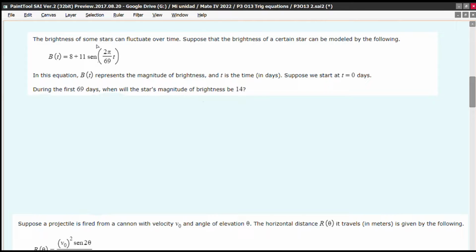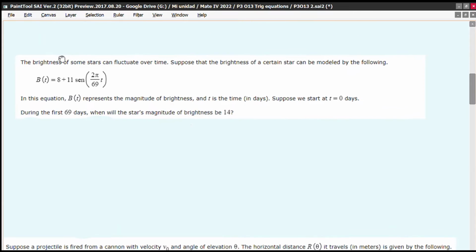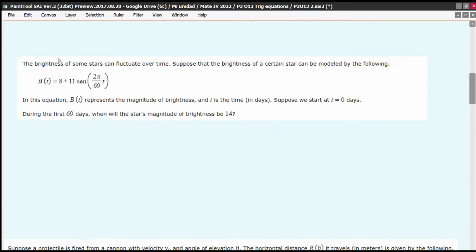Okay, let's do this. This is the third topic for this week's objective, and obviously this is your favorite thing, world modeling situations. Okay, this is actually gonna be quite easy, don't worry. So, in this first example, I have a function, and this function models the magnitude of brightness of stars at a time t. And let's suppose we start counting when t equals 0 days.